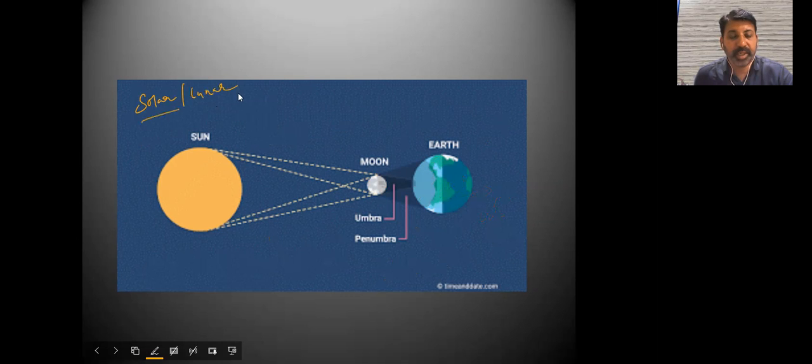So first tell me, in a solar eclipse, what is going to happen? When can you see the solar eclipse? On full moon day or new moon day? Anybody? Or when do we normally enjoy the lunar eclipse, whether it is full moon or new moon?